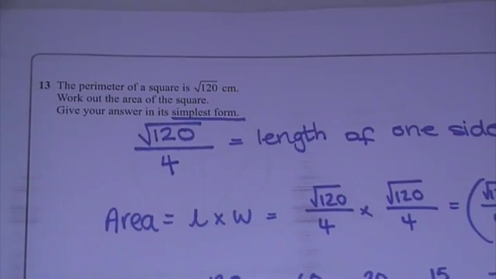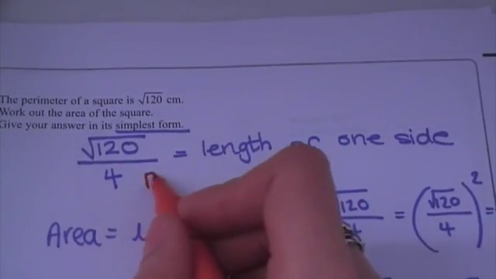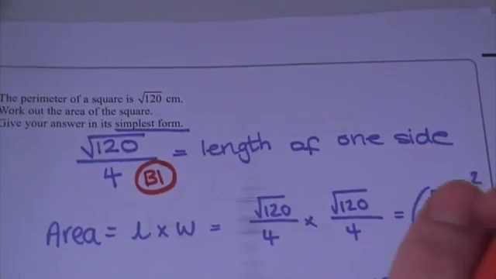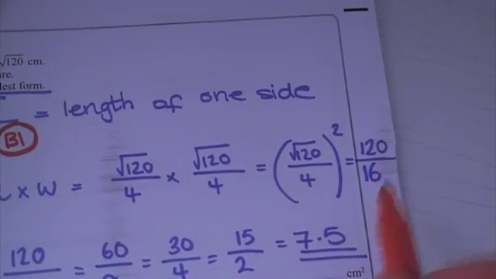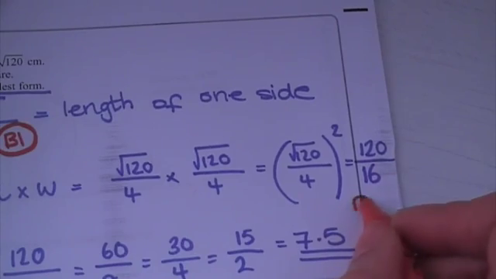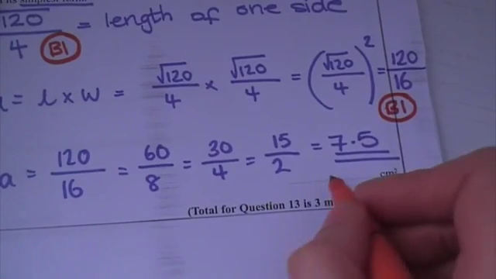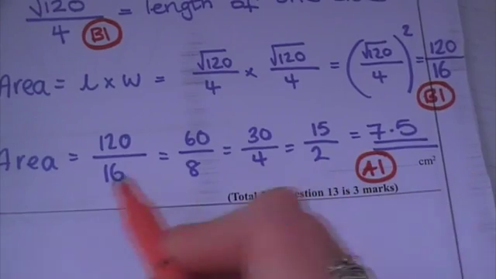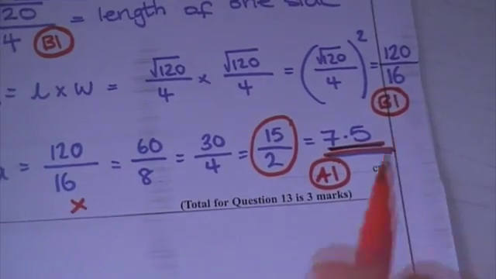Question 13, mark scheme. So that are 3 marks. Your first one is a working mark for realising the length of one side would be root 120 divided by 4. Your second mark is a working mark for getting 120 over 16 as your area. And the final one is an answer mark for getting 7.5. So they would have accepted 15 over 2, but they wouldn't have accepted this because it's not in its simplest form. So we had to either get 15 over 2 as a fraction or 7.5.